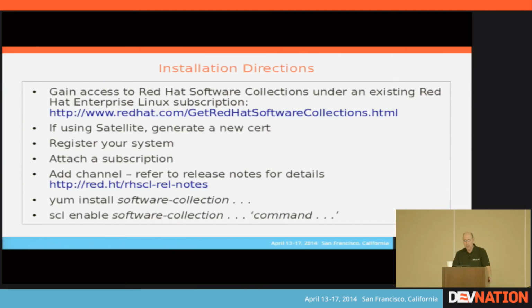To install it, pretty straightforward. If you're using Satellite, generate a new cert, register your system, attach a subscription, add the channel, and then yum install the software collection. And as I said before, once you've got the software collection installed, it's relatively simple to run one of the collections. Just scl enable the software collection name, and from that particular shell, that collection is available.